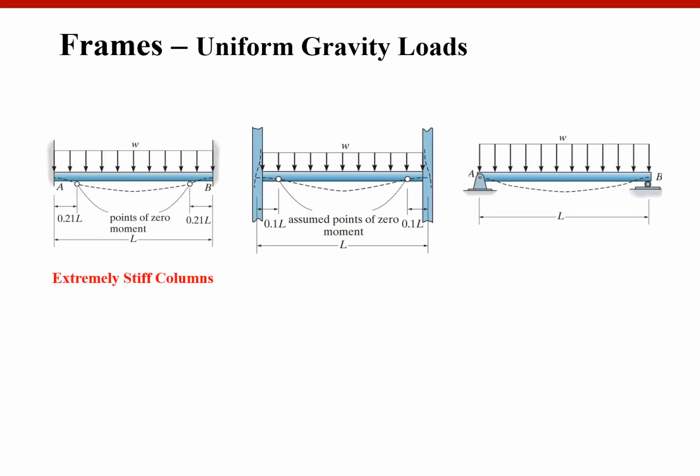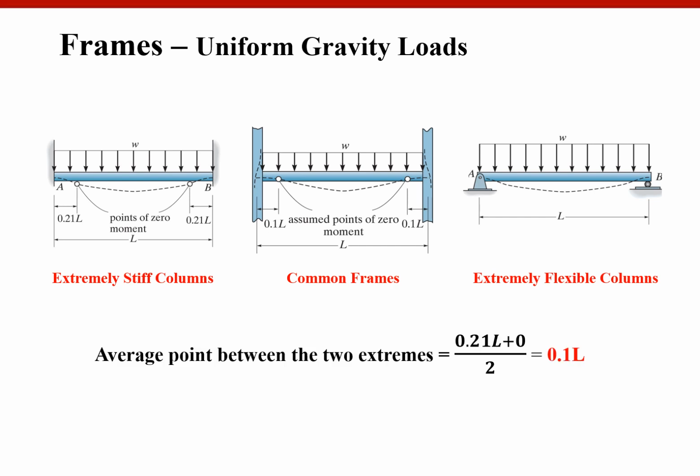So if you have a very stiff column here, then it may be considered as providing fixed end support or near fixed end support to the beam. If your column is so slender, then it's almost free to rotate so that it can be considered as pin. But again, our common reality falls in between these two extremes.